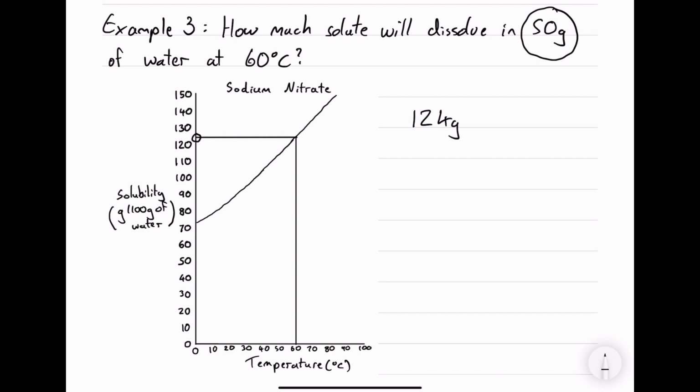However, we want how much solute will dissolve in 50 grams of water, so therefore we need to divide this by 2 because 50 grams goes into 100 grams twice. And we get an answer of 62 grams. So 62 grams of sodium nitrate will dissolve in 50 grams of water at 60 degrees Celsius.